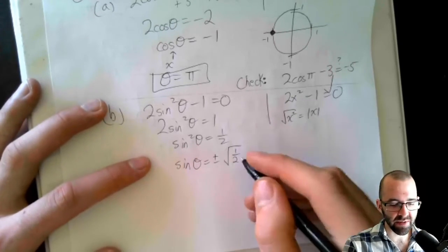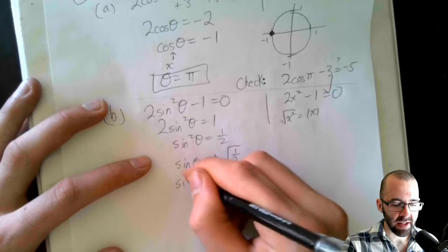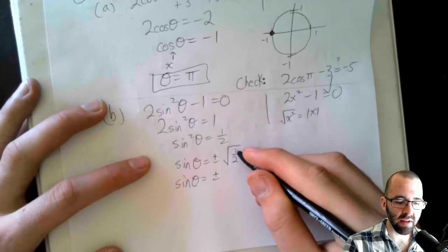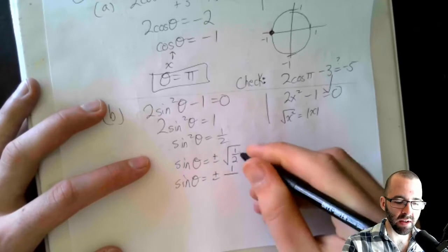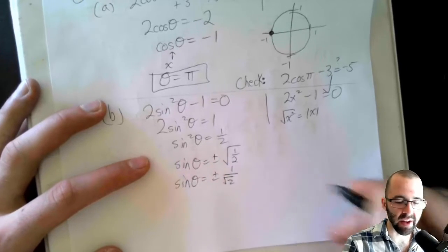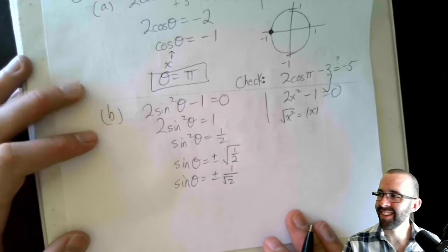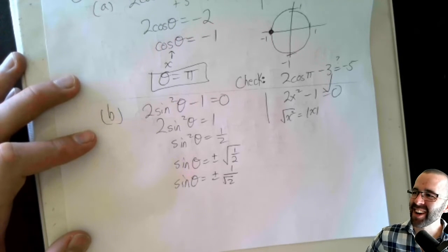So this one's a little weird, right? Let's keep simplifying. Well, the square root of 1 is just 1. The square root of 2, I don't know that. It's an irrational number. Yeah, bonus.